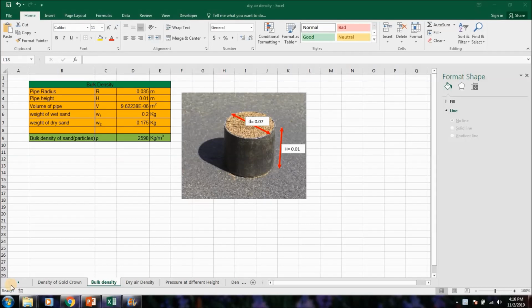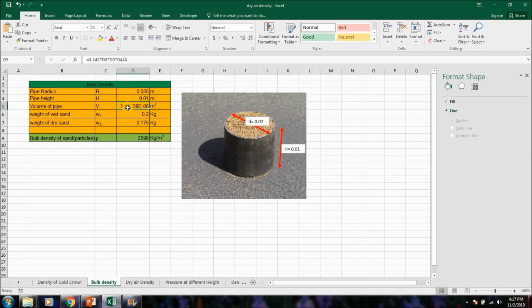Now we will measure the bulk density. As already told, we have to fill the sand or dust particles in the pipe. We measure the pipe diameter as 0.07 and the height h as 0.01. Up to this height we put the sand particles. So we will measure the pipe volume. To do that, first we measure the pipe radius and the pipe height, and by that we calculate the volume. The volume is nothing but area into height, so I used pi by 4 d square into height, and I got the volume of the pipe.